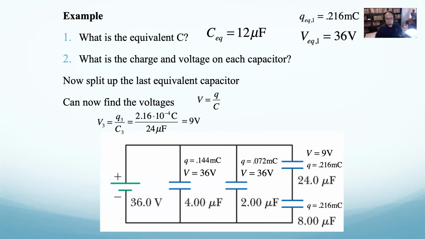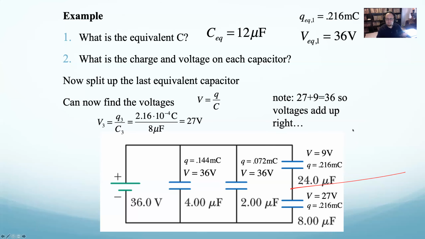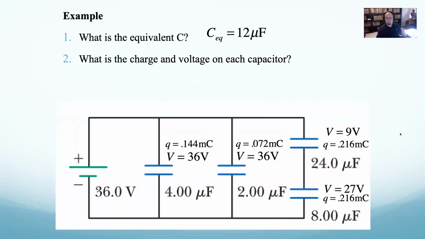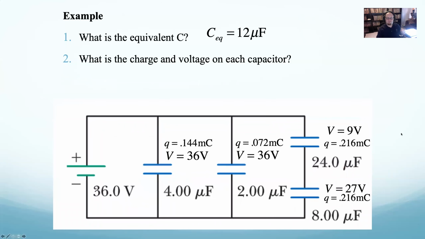The other one is 0.216 over 8 microfarads to get 27 volts. Now note, these two, and I'm going to add a line here because I think it's a little messy, just to separate them. These two voltages should add up to be the equivalent voltage. But one's 9, one's 27, that's 36, so it adds up. Cool. There it is.